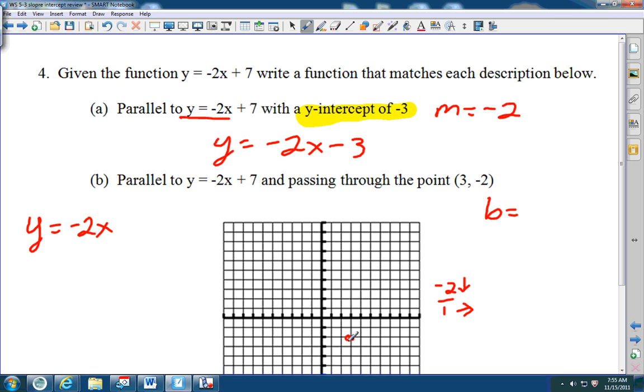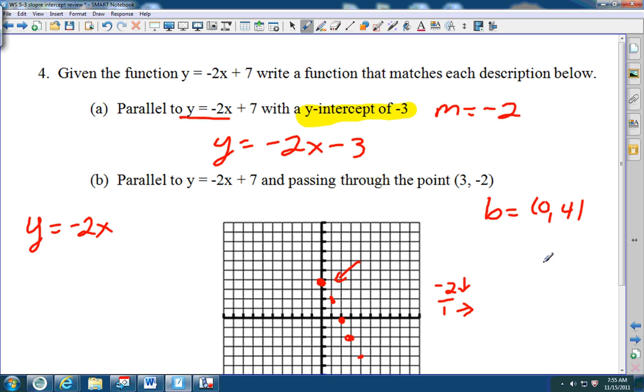Well, I need my y-intercept. If I go down 2 to the right 1, I'm going away from the y-intercept. So let's go backwards. Up 2 to the left 1, put a dot. Up 2 to the left 1, put a dot. Keep going up 2 to the left 1. There's my y-intercept. 1, 2, 3. It looks like it is (0, 4).